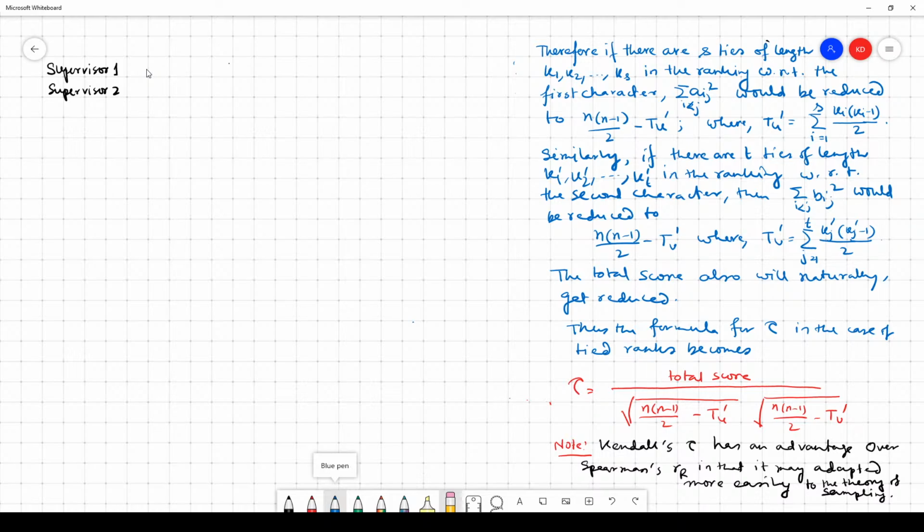So the workers, if you look at this example, I denote by capital A, B, C, D, E, F, G, H, I, J, K, L. There are 12 workers, and according to supervisor 1, these are the ranks given by supervisor 1.